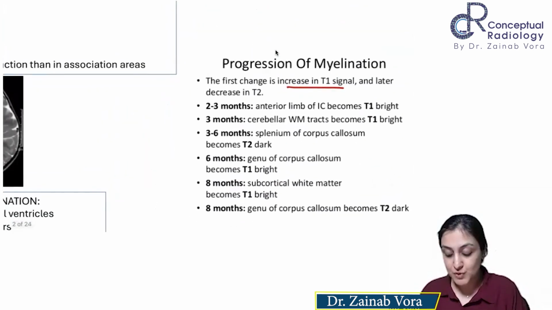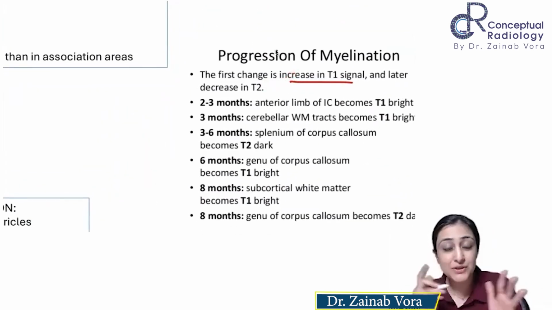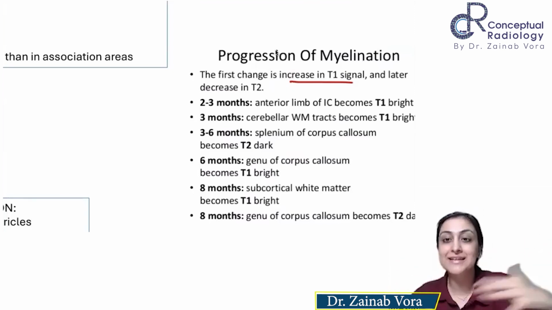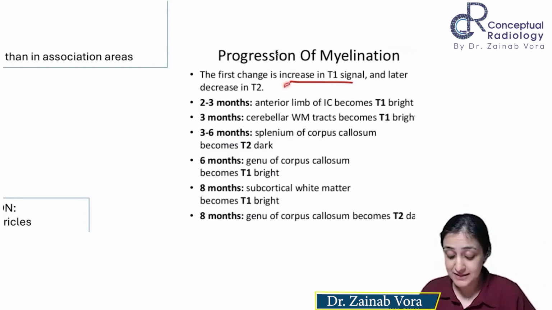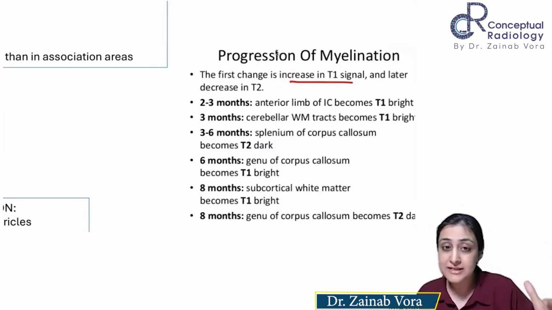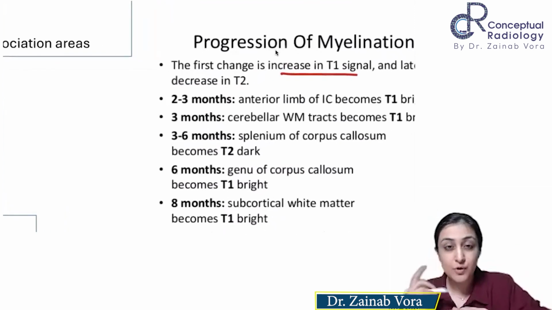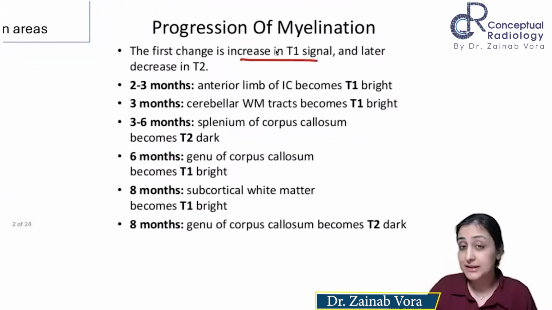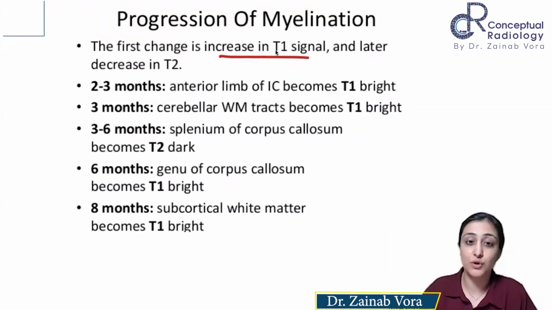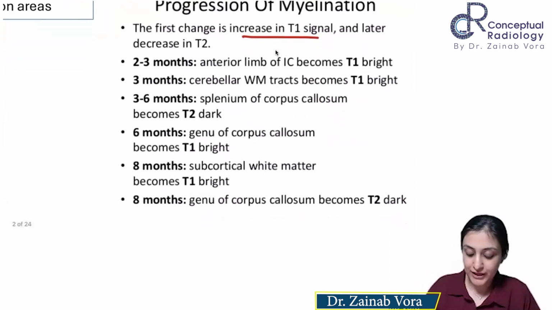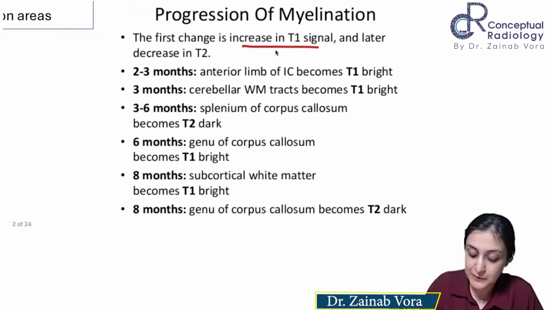Okay. So here, the manifestation that you see on an MRI of a normal baby who's between 0 to 18 months, we might see increase in T1 signal intensity in some areas, and then later on we are going to see decrease in T2. You may not see the normal signal intensity everywhere. So this is the normal progression. So what is this order? So anterior limb. Before I get to anterior limb, what do you think, posterior limb?